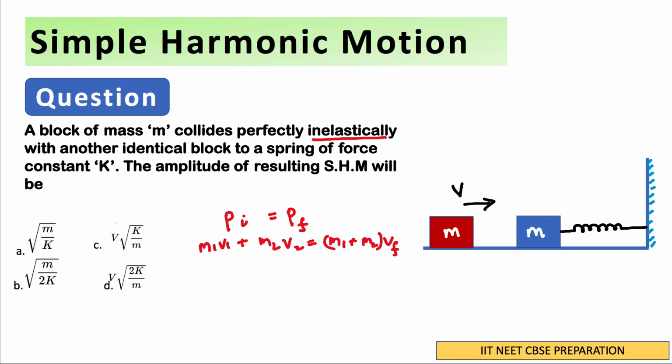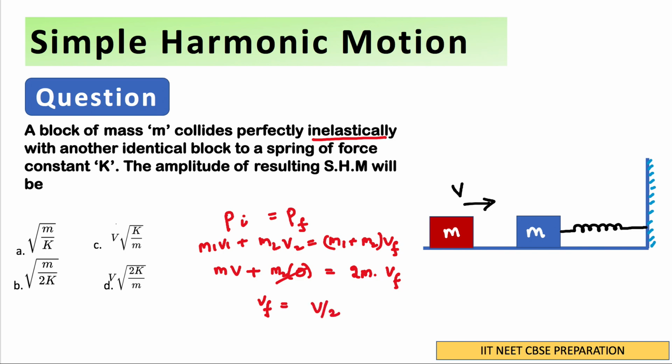So in this case, what is m1 v1? It is going to be m into v, plus m2 times the velocity of the second block, which is initially 0. Finally it will be m1 plus m2, so that's going to be 2m into v final, right? So from here, this becomes 0, and v final will be nothing but v by 2.